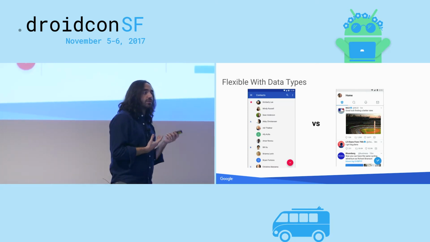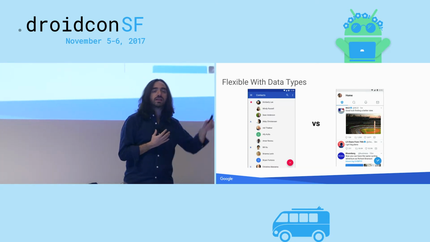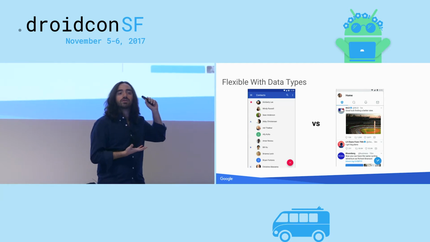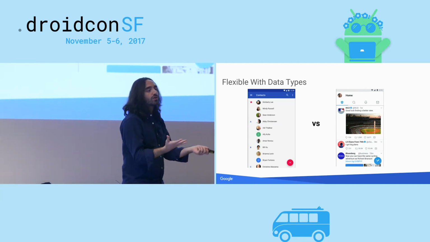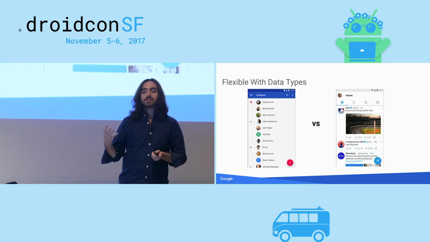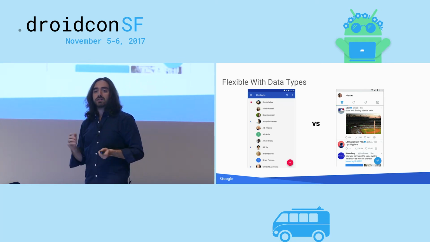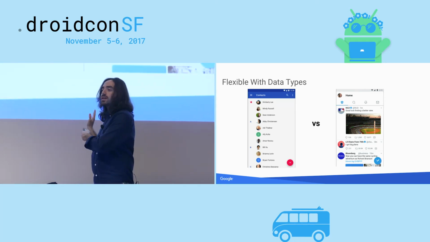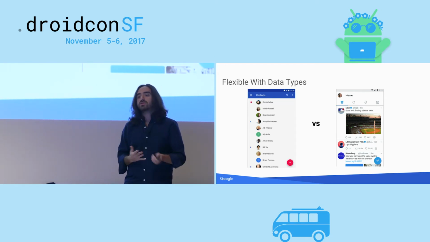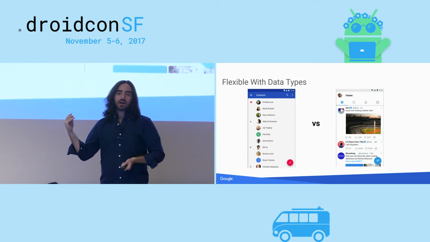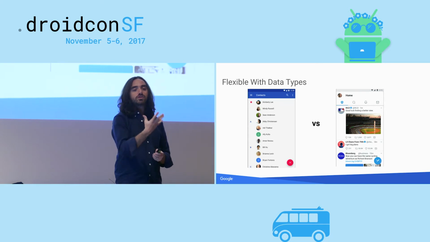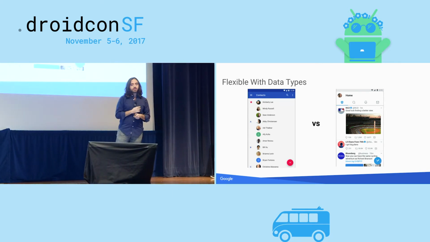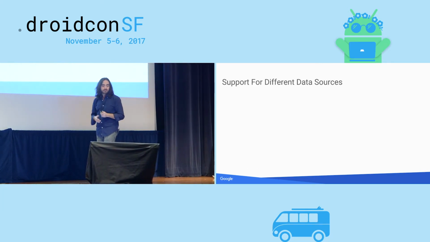This solution needs to be flexible with different data types. On the left, you see an example of the contacts application, which has all the contacts on the phone, and the user has a desire to be able to jump to any contact very quickly. On the right, you see an application like Twitter, where most of the data is in the cloud, but you want to be able to show it to the user as if it's already there.